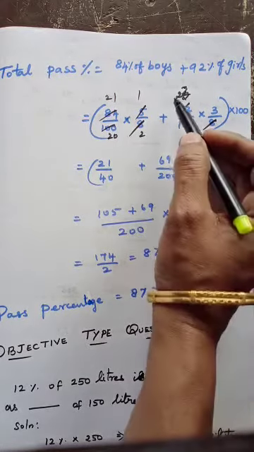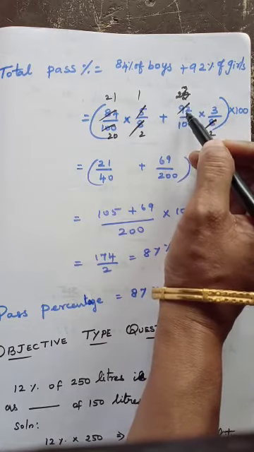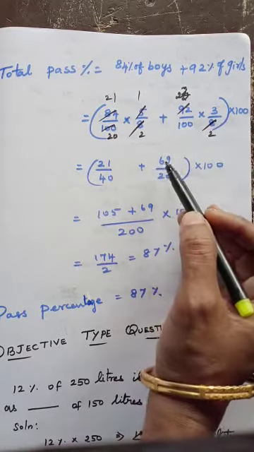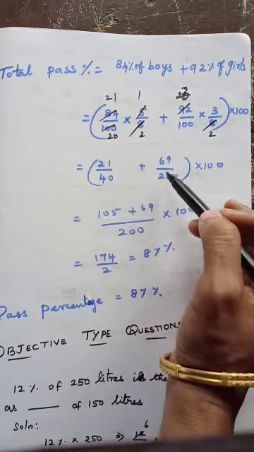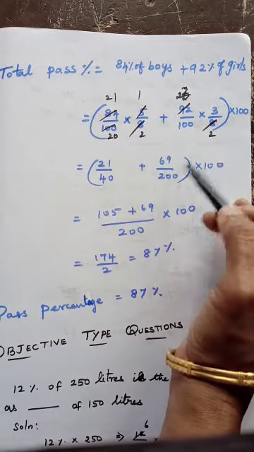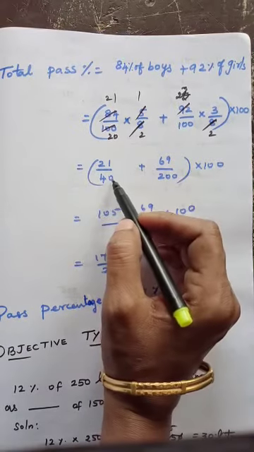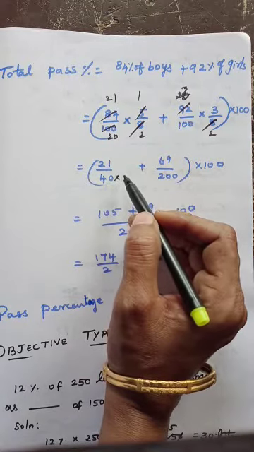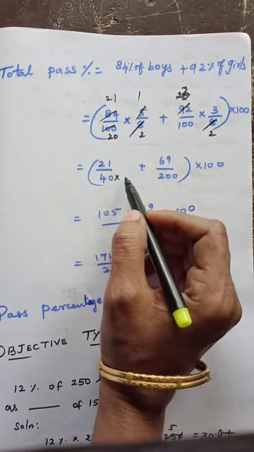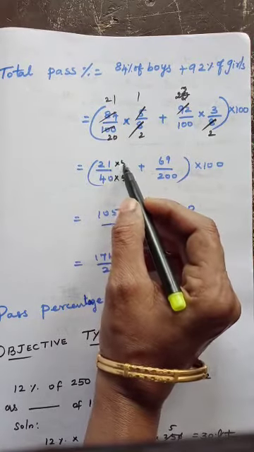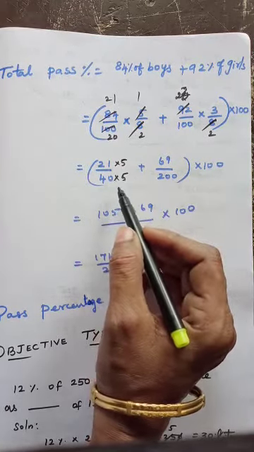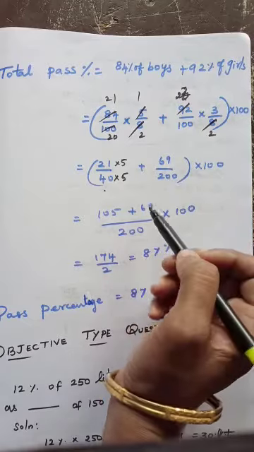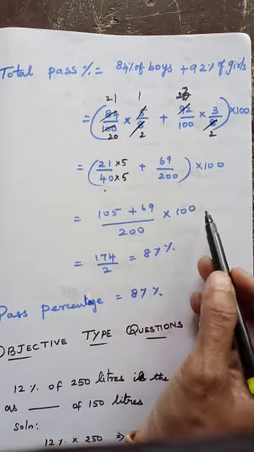4 2s are 8 and here 4 2s are 8, remainder 1, 12, 4 3s are 12. Okay. 23 into 3 is, 3 3s are 9, 3 2s are 6. Okay. So 100 into 2s are 200. Now you multiply this by 5 table. 5 4s are 20, isn't it? So 5. Then this denominator also comes 200. So 21 5s are 105 plus 69 divided by 200 into 100.